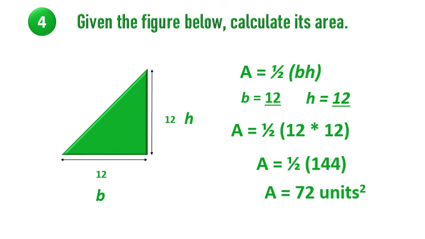Number 4, given the figure below, calculate its area. This figure can be classified as a triangle, and the formula for finding the area of a triangle is 1/2 base times height. We're given that the base of the triangle is 12, and that the height is 12 as well. Thus we can plug the values into the equation as 12 times 12 times 1/2, and we'll get 144 times 1/2, which is equal to 72 units squared. Thus, the area of the triangle is 72 units squared.